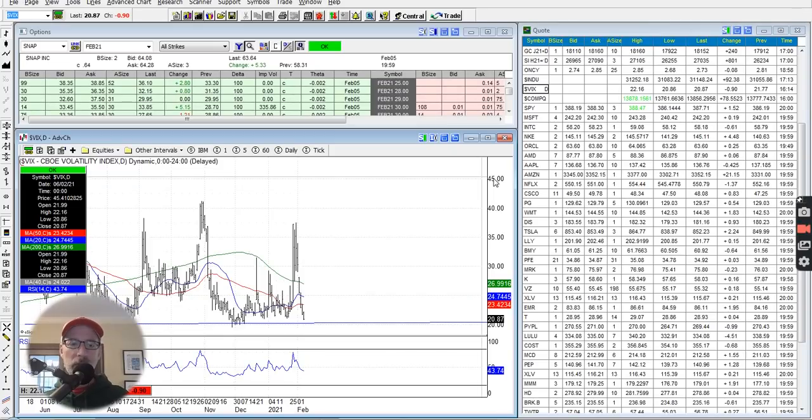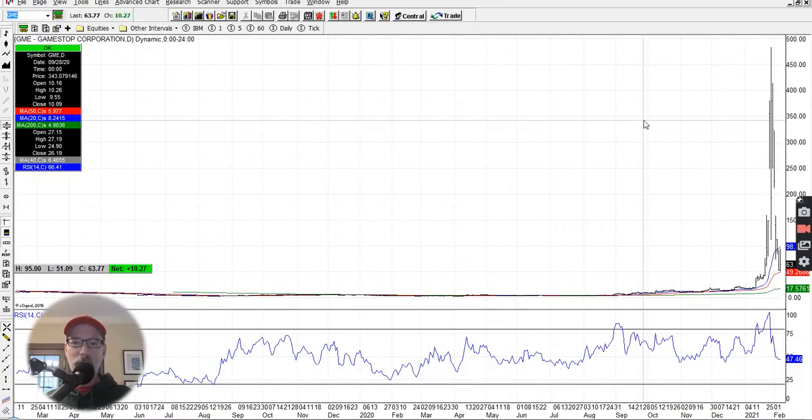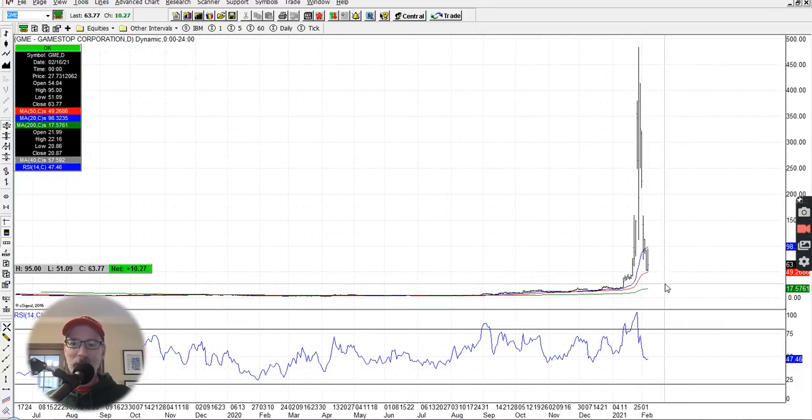Let's take a look at some individual charts here. We start with GameStop, okay? That obviously was the stock du jour for the last 2 weeks. A lot of people made a lot of money, and then they gave a lot of that money back. GameStop closed at $63 or so yesterday, February 5th. It rallied all the way up to almost $500 a share, and then in just a few days came all the way back down. People have been talking about this. It was a huge, huge move.